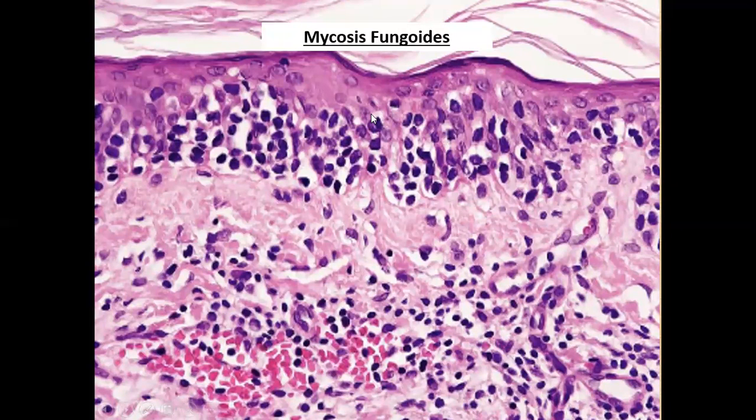This is mycosis fungoides or cutaneous T-cell lymphoma. You can see that there are a large number of lymphocytes that are infiltrating the epidermis. This phenomenon of lymphocytes going into the epidermis is called epidermotropism. And another characteristic of this phenomenon is that these lymphocytes have a halo around them, just like the Paget cell, and these lymphocytes have abnormally shaped nuclei.